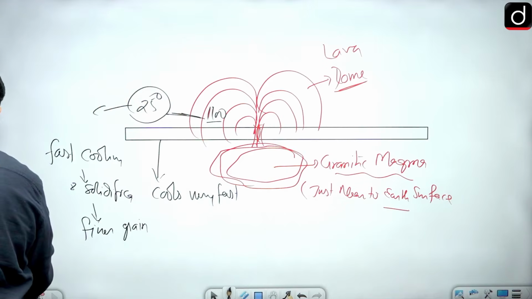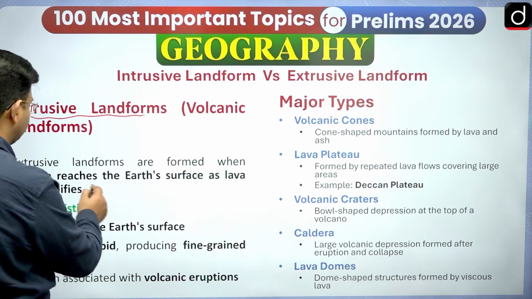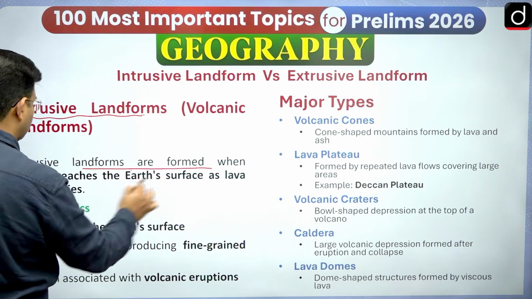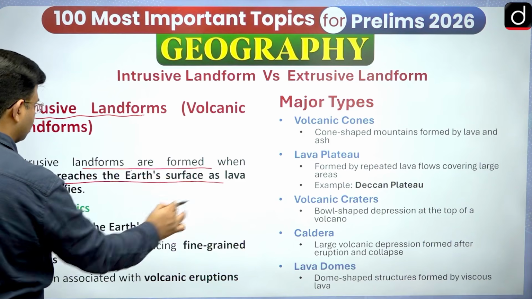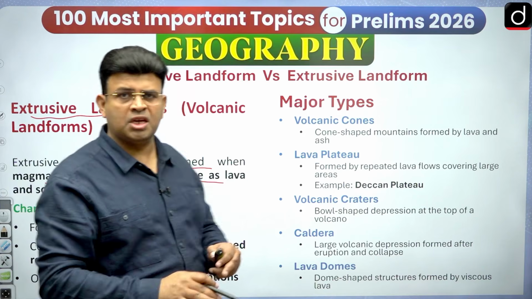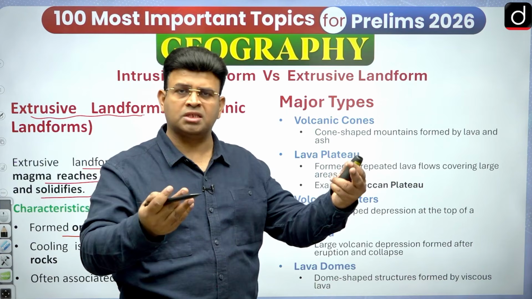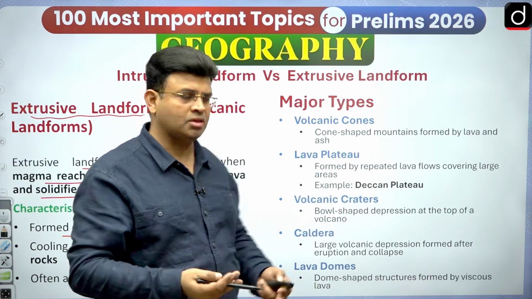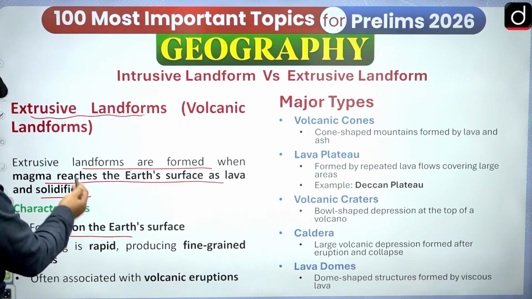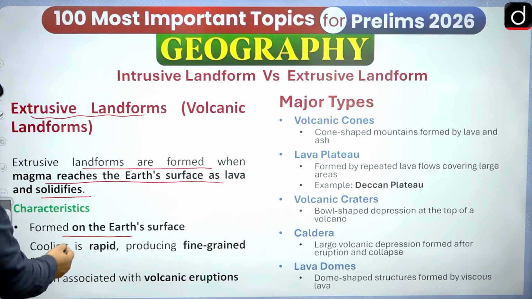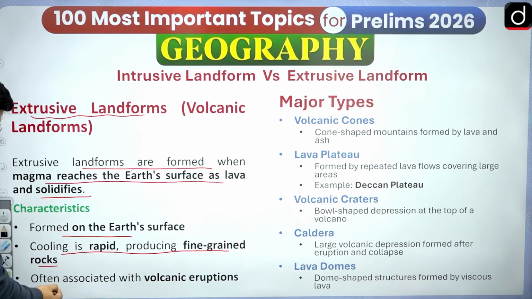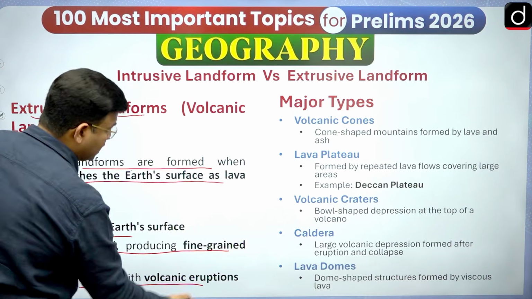And here we can see extrusive landforms. They are formed when magma reaches the Earth's surface as lava and solidifies. Anything below the Earth's surface is known as magma; on the Earth's surface, the same molten material is known as lava. That is an extrusive landform. Its cooling is rapid, producing fine-grained rocks, often associated with volcanic eruption.